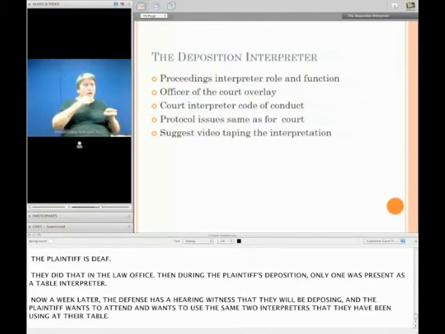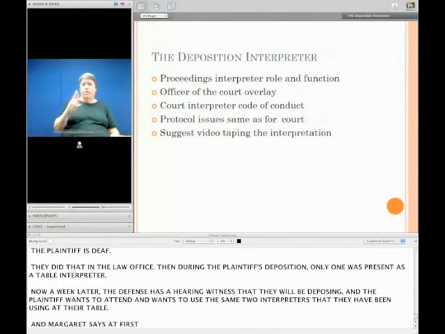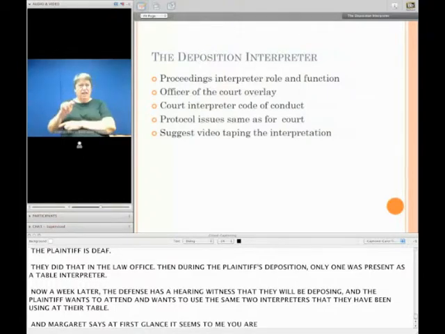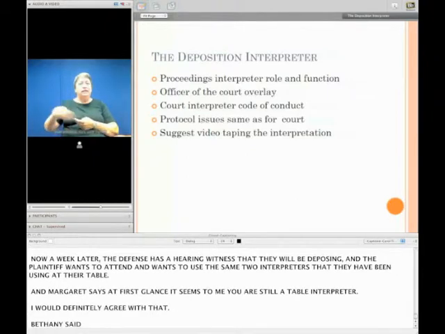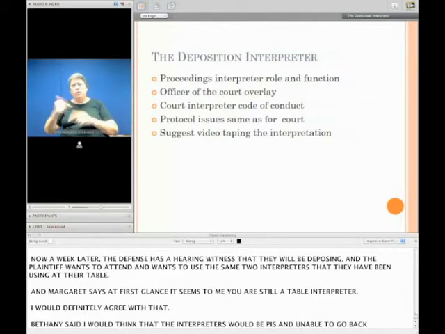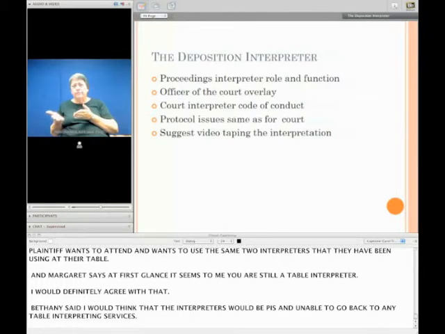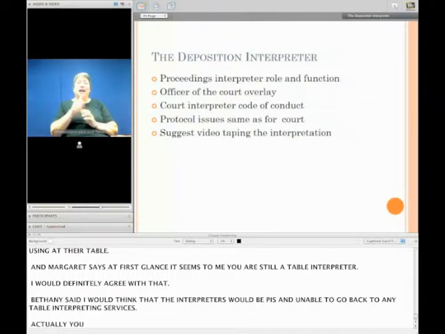And Margaret says, at first glance, it seems to me you are still a table interpreter. I would definitely agree with that. Bethany says, I would think that the interpreters would be PIs and unable to go back to any table interpreting services. Actually, you can go back. You can't go the other way.